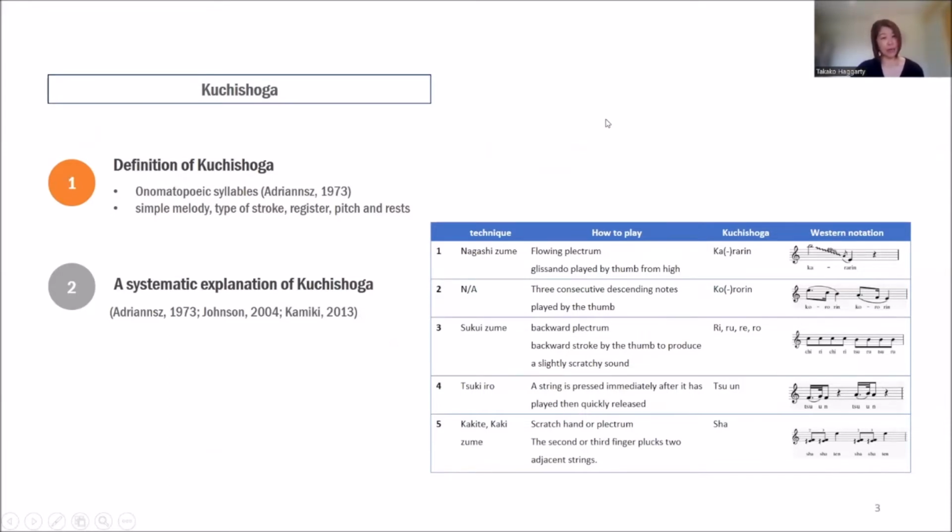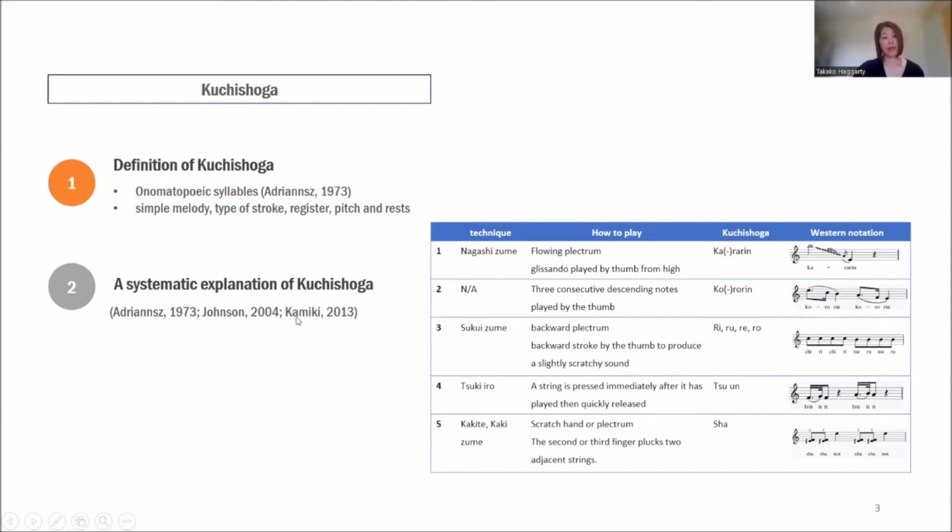It's a singing notation. We use onomatopoeic syllables, which are sound-mimicking words based on the Japanese language. I put some examples here. If you look at the Western notation, you can see what sort of sound will be pronounced in Kuchishoga. Kuchishoga can describe a simple melody, type of stroke, pitch and rest. Together, it can describe some of the koto techniques, and articulation and ornamentation in koto music.